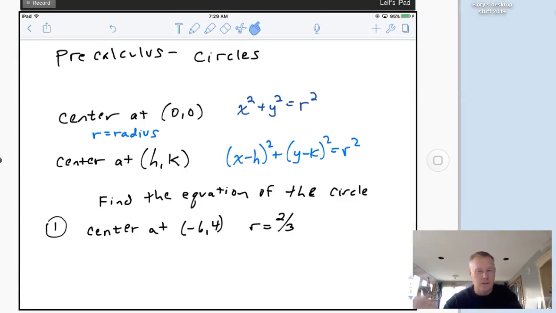Okay, hi there. Today I'm going to be covering circles in pre-calculus. This is going to be a short video. I only got like three problems. So there's two main equations here that I'm looking at for circles.